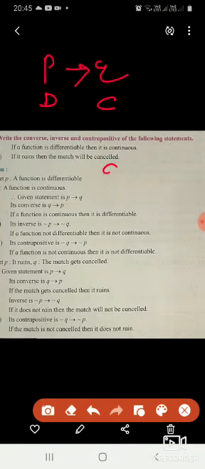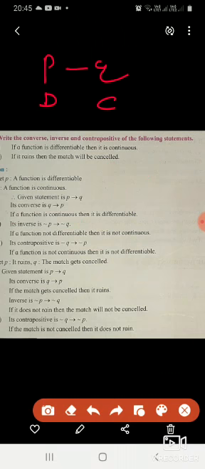Converse means what? Q to P. Q to P means continuous will come first. If a function is continuous, then the function is differentiable. We are writing: the converse is, if a function is continuous, then it is differentiable. You are writing. It is an important concept, my dear.